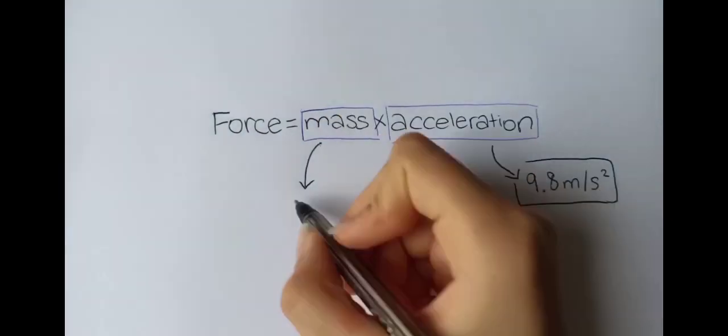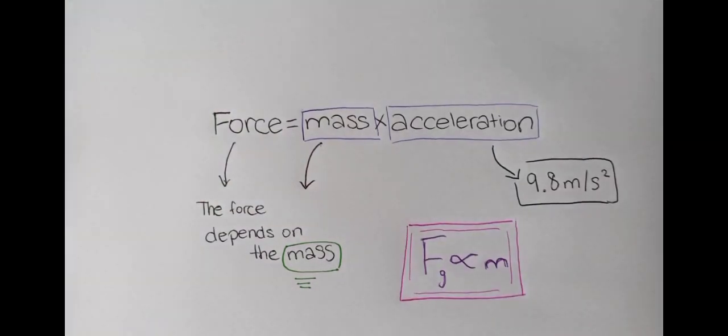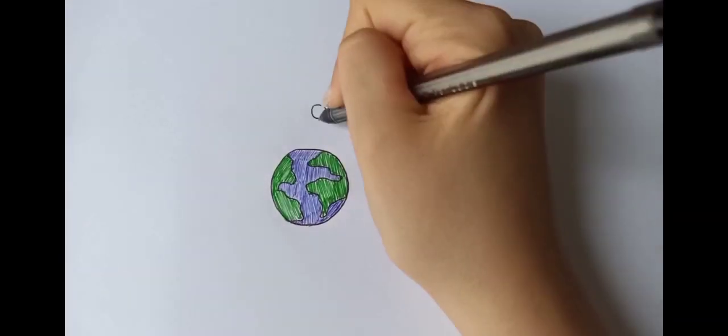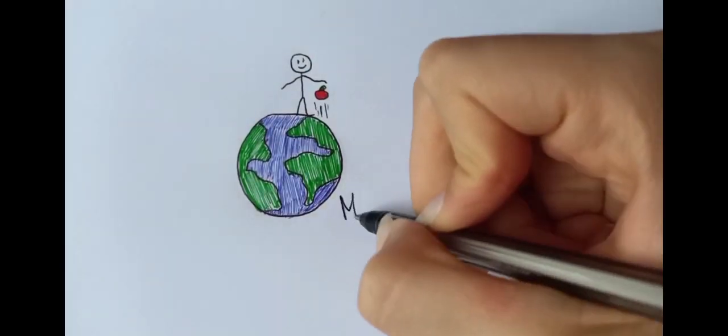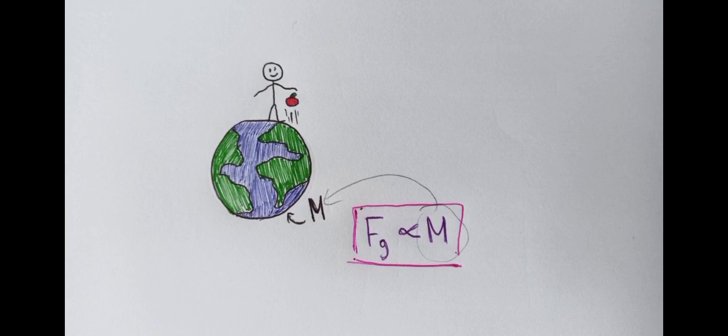But the force of gravity is not the same for all objects. In fact, it depends on its mass. The gravitational force pulling an object is proportional to the object's mass, which means here, the gravity force pulling on both objects, so both the apple and Earth, is proportional to its mass.